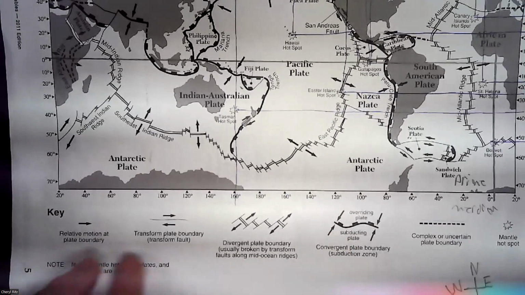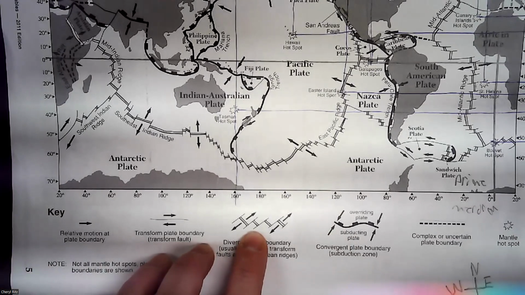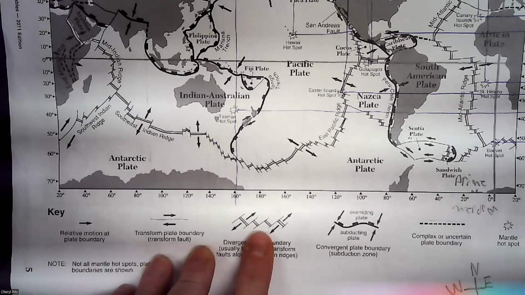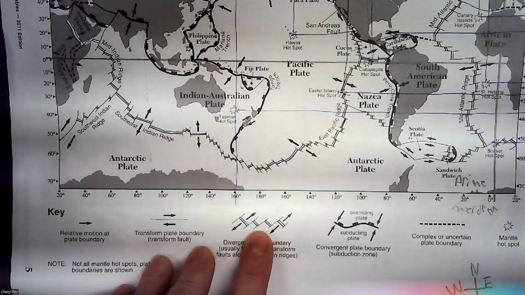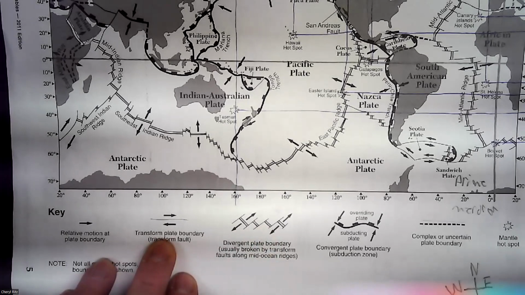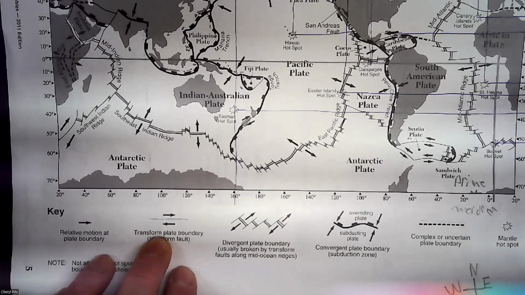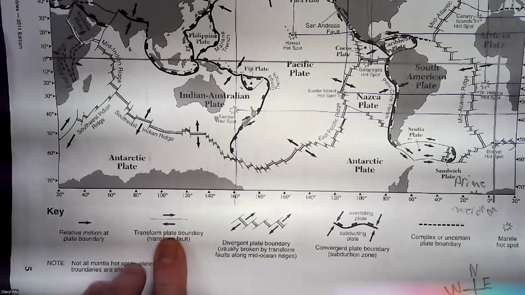For the divergent plate boundaries, this one has those double lines going diagonal down, then the solid, I don't know how you want to describe that. So you did want to draw something that resembled this symbol here for the divergent. Again, remember those just mean the plates are moving away from each other. Transform, those are when the plates are sliding past each other. So it's just a line with those arrows going in opposite directions past each other.